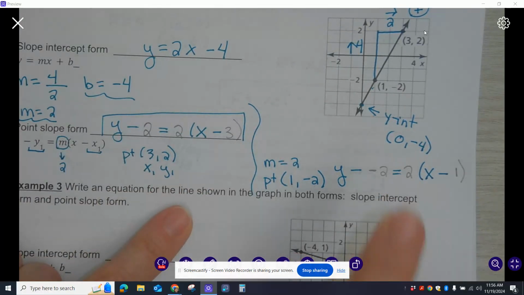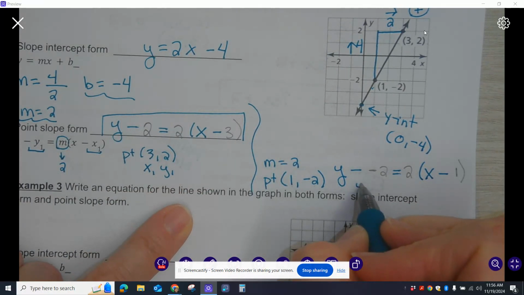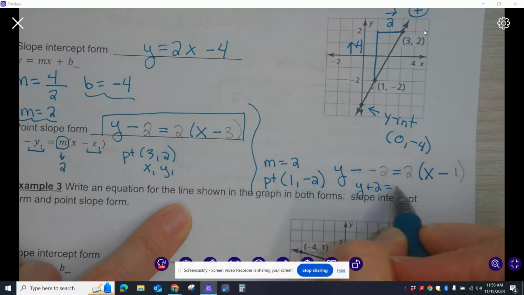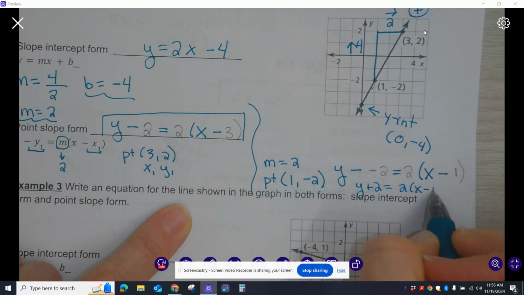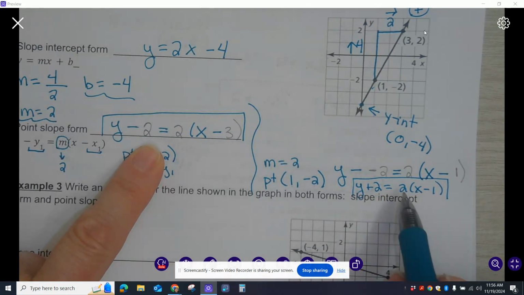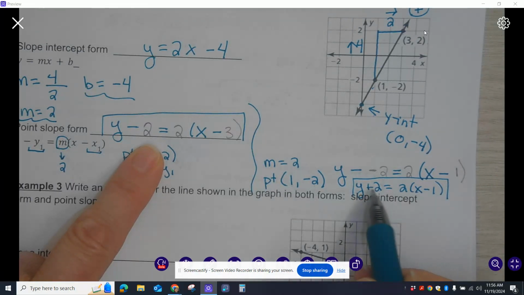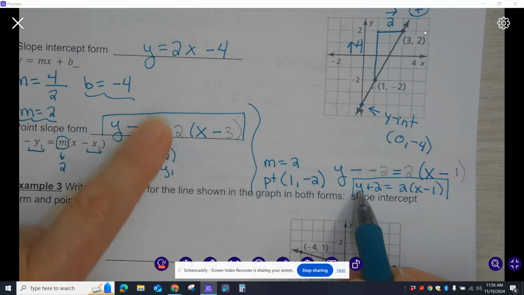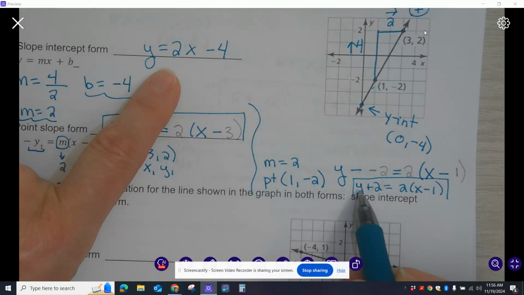This one here, I have one thing I need to simplify. Minusing a negative, I need to write as a positive. So there we go. Both of these are correct. Now, incidentally, if I simplified this, if I distributed the 2 and subtracted this 2 from both sides, if I did some algebra here to get y by itself, I should get that exact equation.